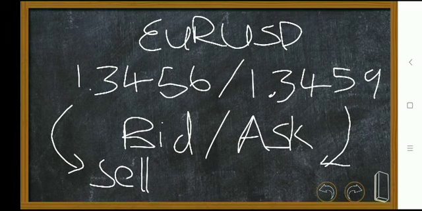So now we come to the ask. Sorry for zoning off. Sometimes I get lost. I always want to motivate, so I get lost. Okay, we are at the ask. The ask price is the price which you get for buying. When you buy this currency pair, they will give it to you at this price.